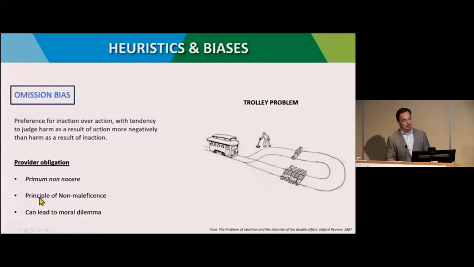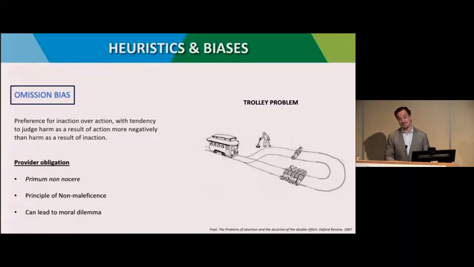And we really fall under the principle of non-maleficence, which can lead to a moral dilemma. And this moral dilemma has been described over and over again. The first reference I saw in the published literature was a paper in 1967 by Foot and colleagues, and that's the trolley problem. So it's trolleys steaming down the tracks, going at high speed.